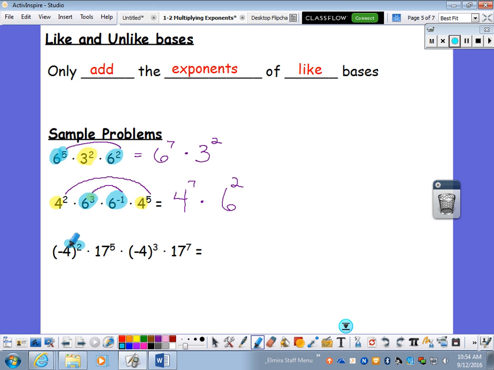All right, I've got a negative 4 as a base here, and I see negative 4 again over here. And I've got 17 as a base here and 17 as a base here. So my two bases are negative 4 and 17 with a times dot in between. And my negative 4 bases are 2 and 3, so that makes 5. Now don't forget to put parentheses around the negative 4. Negative bases get parentheses if they had them to start with. And 5 and 7 make 12.